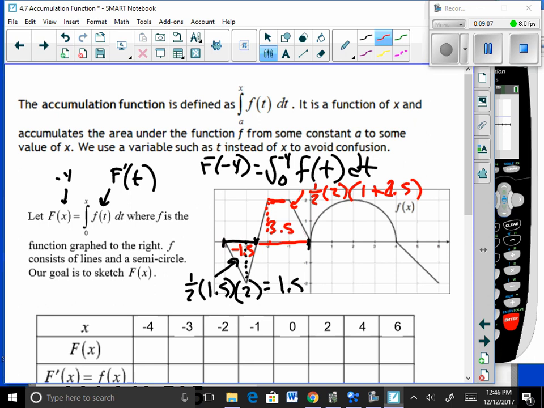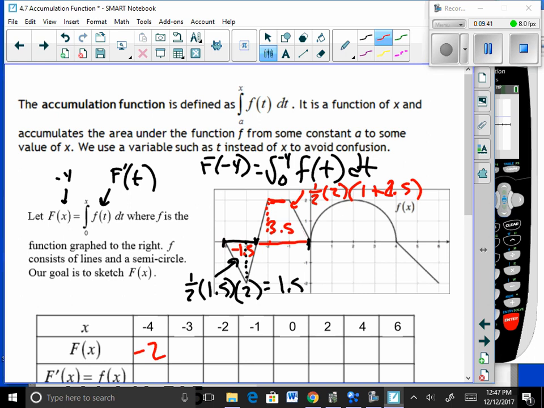Okay, so for the integral from 0 to -4, I could add my -1.5 with my 3.5, and then I would get 2. That would be a positive 2. But this said 0 to -4, and I want it from -4 to 0, which means I have to switch the sign. So -2 is correct. Now if I wanted to start sketching capital F of x, I have the ordered pair (-4, -2). That gives me an ordered pair that I could then graph.